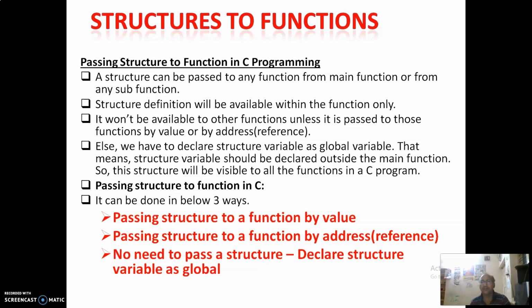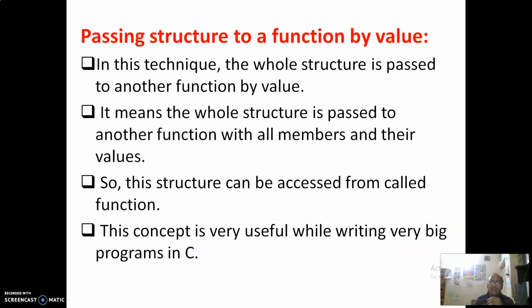There are three ways of passing a structure to a function. First one is passing the structure to a function by value, second, passing the structure to a function by address. Third one, no need to pass a structure, declare the structure variable as a global. First one, passing structure to a function by value. In this technique, the whole structure is passed to another function by value. It means the whole structure is passed to another function with all members and their values. So this structure can be accessed from the called function.